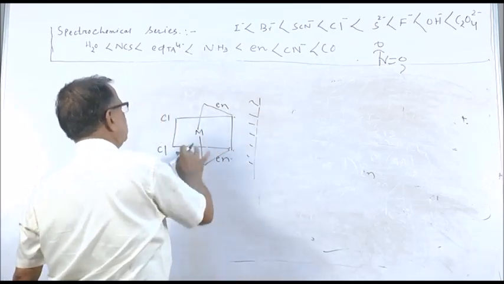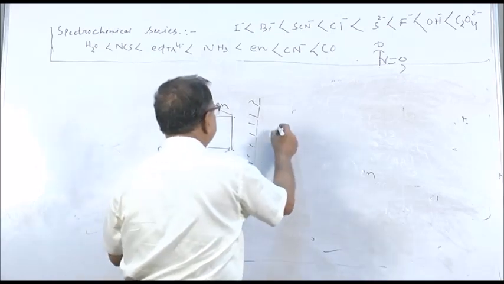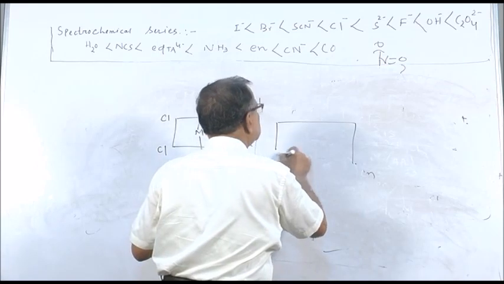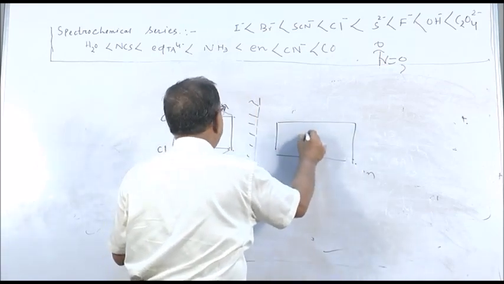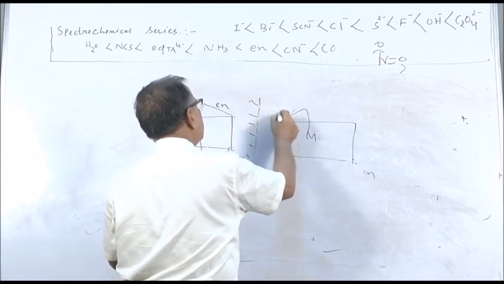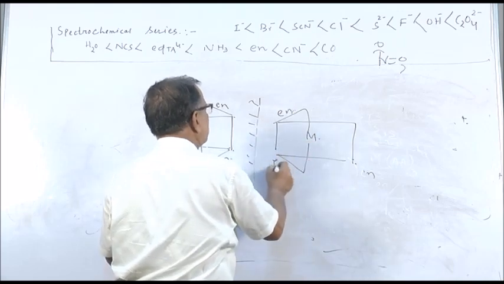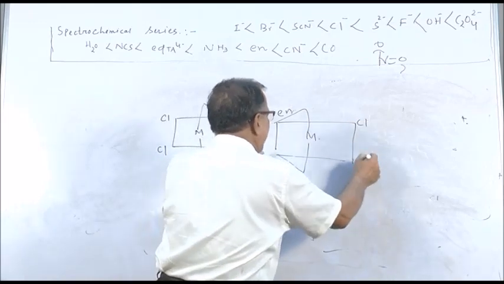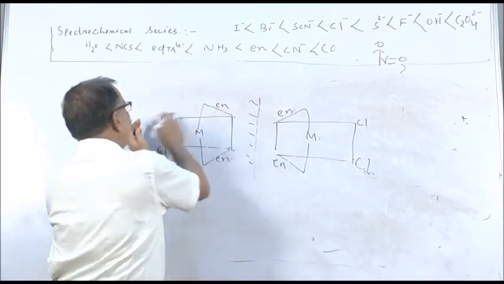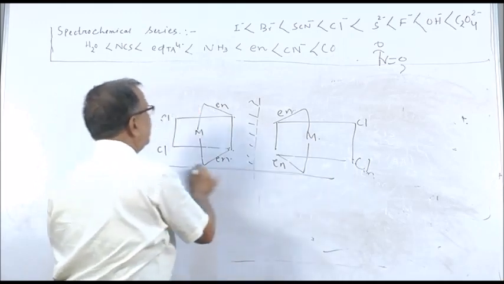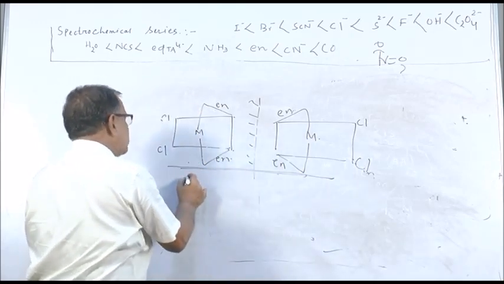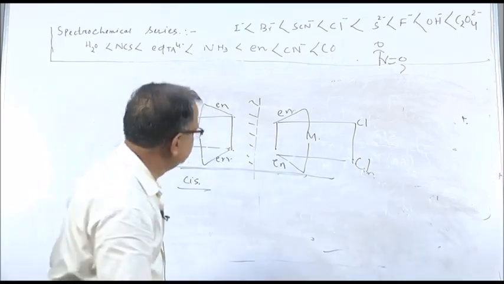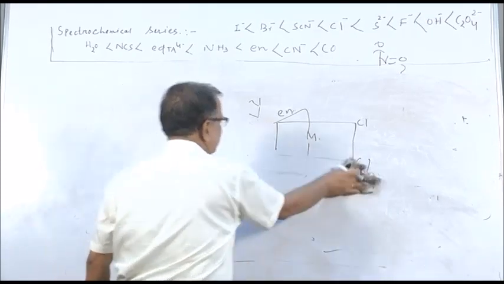The mirror images are not superimposable. So this is the optical isomer. The cis form can resolve into optical isomers. The trans form cannot resolve into optical isomers. So this is all about isomerism.